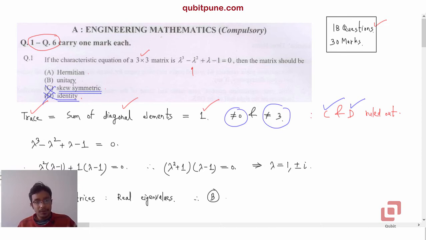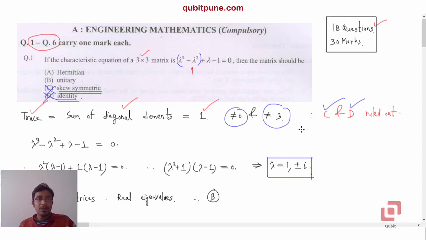Now what I'm going to do is solve this particular cubic equation by observing that I can take lambda minus 1 as a factor from the first two terms. If I do that, then I will get lambda squared into lambda minus 1 plus 1 into lambda minus 1 equal to 0, which gives me lambda squared plus 1 into lambda minus 1 equal to 0, which also gives me lambda as 1 or plus or minus i. So this particular matrix, whatever matrix that is, has 3 eigenvalues: 1, positive i and negative i.